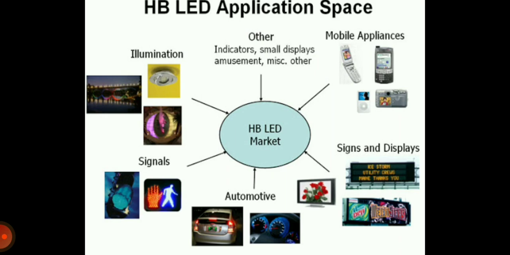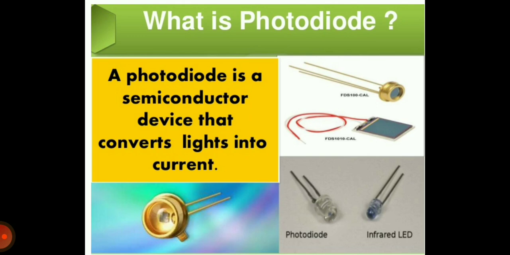That is the emitted light. And various applications of LEDs are shown in this slide. First application is in mobile phones as an indicator, then sign displays, as an indicator in automotive applications, then as a signal source in various applications, then for illumination purpose or as an indicator in various applications. Basically, LED is used as an indicator.